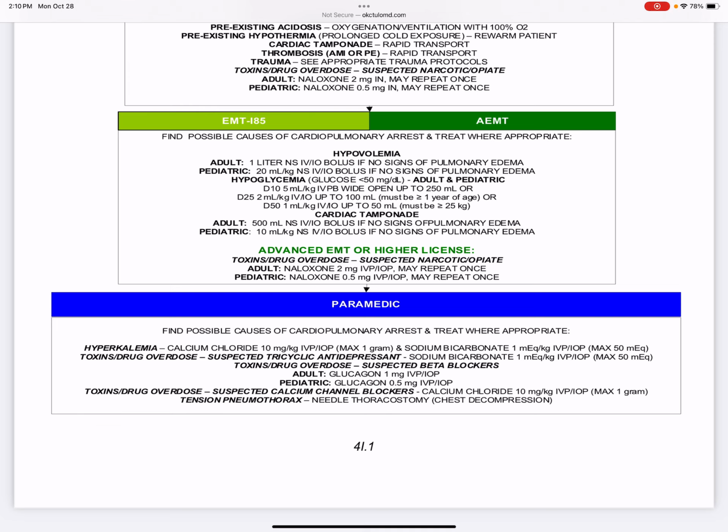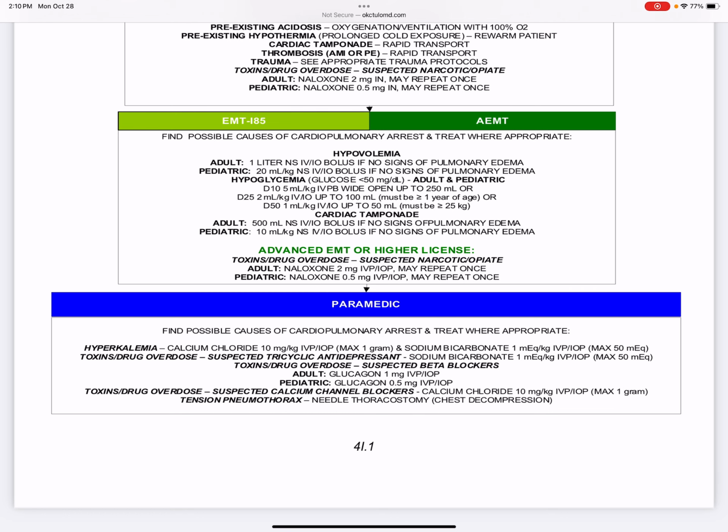So then down here, just below that, it's going to talk about suspected calcium channel blockers. That's going to be only calcium chloride. So that's calcium chloride, 10 milligrams per kilogram, IV IO push, max of 1 gram. And then your tension pneumothorax, that's going to be your needle decompression that we'll do later on in skills, and we'll talk a little bit more about that in trauma. But with that being said, we will do needle or chest decompressions in cardiac arrest patients in certain cases, and we'll hit that a little bit farther.